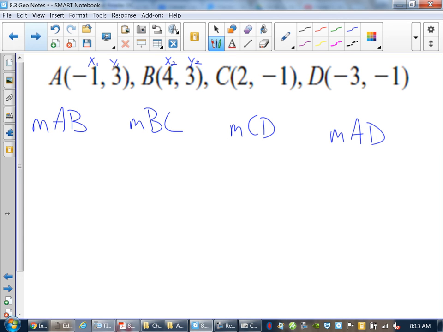So if I do this, I have the change in y, 3 minus 3, over the change in x, 4 minus negative 1. Wouldn't it be undefined? Can I have 0 in the top? Because what's 0 divided by 5? 0. Well, what's 5 divided by 0? Undefined. That's the undefined. Okay. So in this case, my slope becomes 0 over 5, so my slope here is 0.